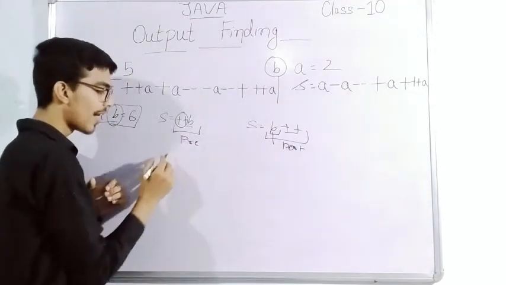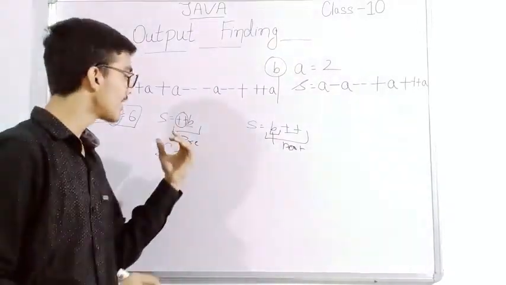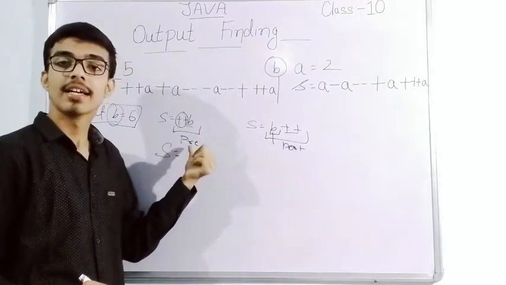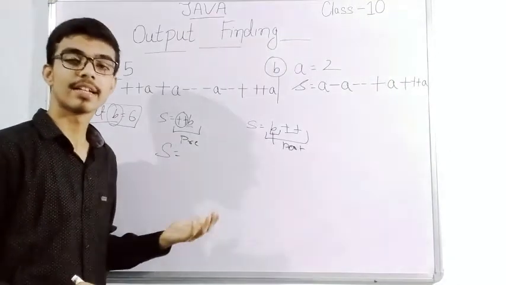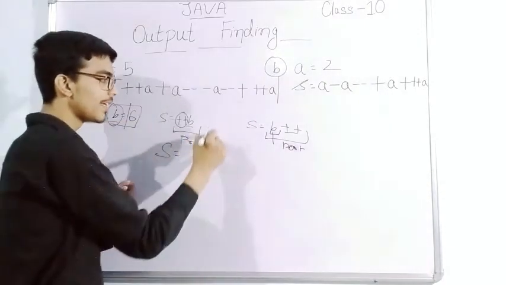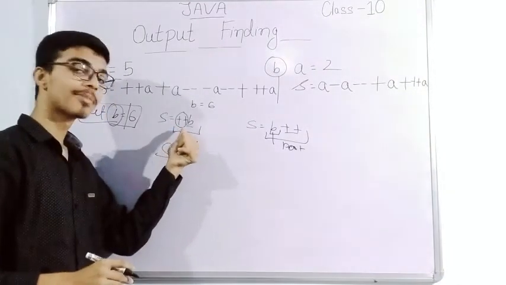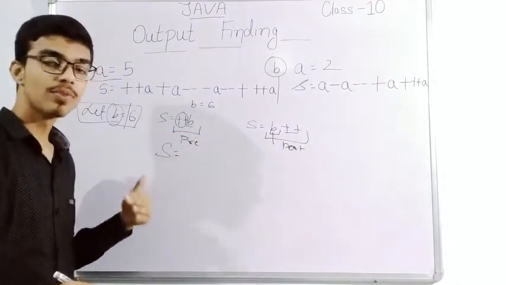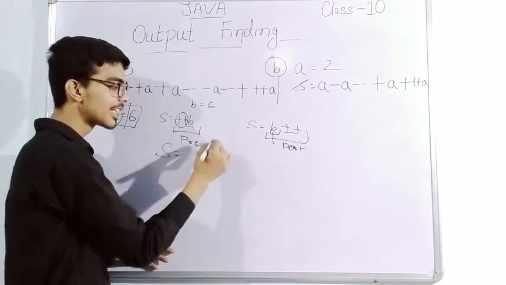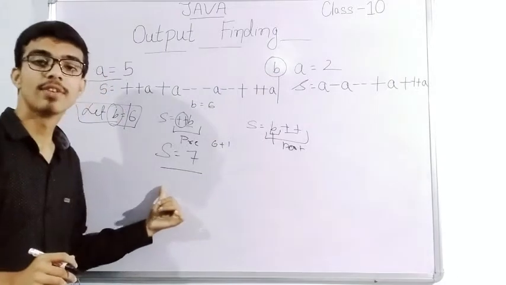After this, we'll find the value of s. Check in your copy, it was written that ++b means prefix, and it first increases the value, then returns it. So first the value of b is 6 here. s is equal to ++b means first the value will increase. So ++b means 6 plus 1 is equal to 7. So the value of s will be 7.